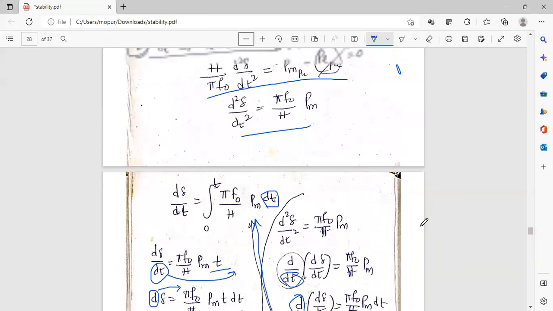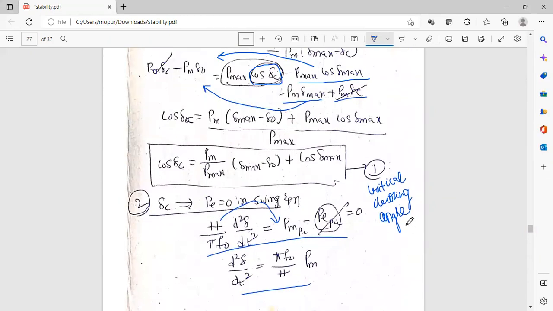But here, the critical clearing angle is only for application 1. Application 2, we will derive now. As this critical clearing angle varies with the application, the corresponding critical clearing time also varies. Why? Because the critical clearing time formula is in terms of the critical clearing angle.